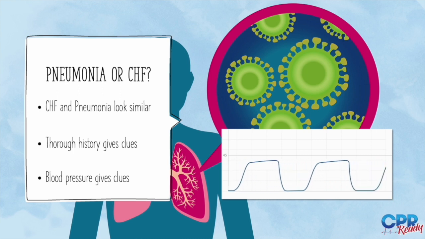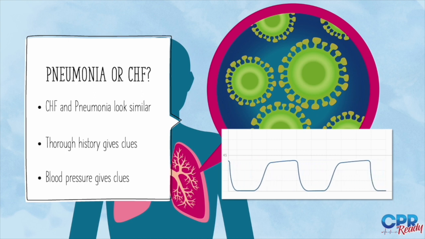Unfortunately, like we just said a second ago, since CO2 diffuses through fluid, it doesn't really care if it's a backup from CHF or if it's fluid caused by the infection. So you're still going to see a box-shaped waveform regardless of whether the cause is CHF or pneumonia.